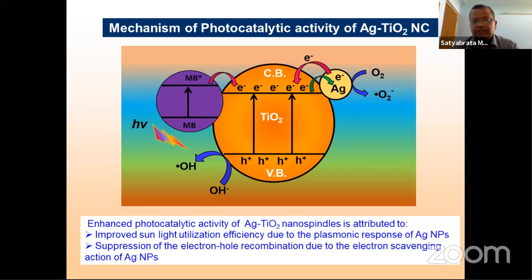These are the most important things one has to consider when you want to design a plasmonic catalyst. If it is a metal oxide semiconductor, the other thing one has to consider for this plasmonic photocatalyst is optimal metal loading.